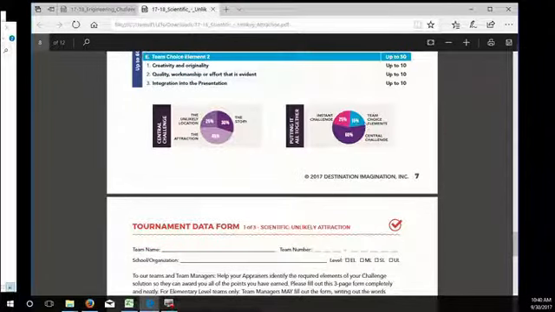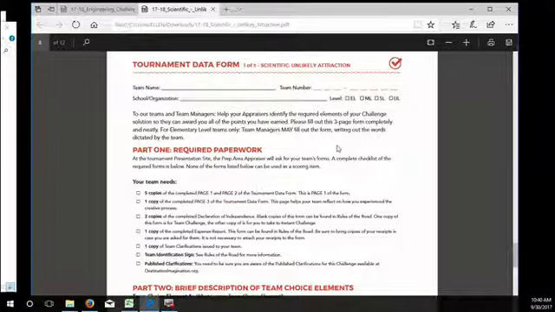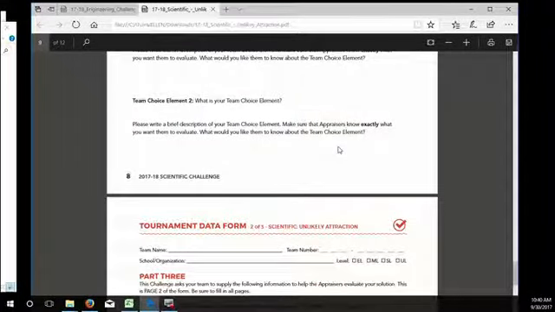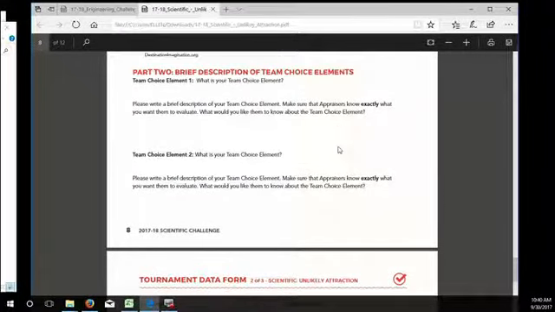This doesn't mean that team choice elements aren't important, because they are. You have to pay attention to everything. The tournament data forms are required to turn in at the tournament. They tell the appraisers what to look for in each element. Brevity is very important, because the appraisers will have to read this, and they only have a limited amount of time to read it. But the kids will get the opportunity to explain how they came up with their ideas and how they executed at the tournament.